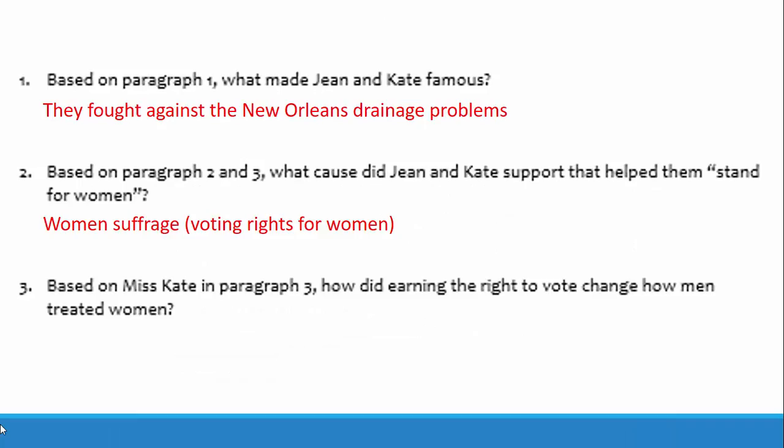And let's check that answer. How did getting the right to vote change how men treated women? They said that men began to respect the opinions of women more. And that makes sense because now women are making up 50% of the voting population.